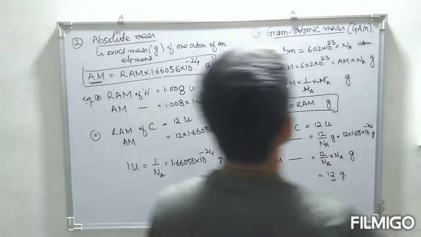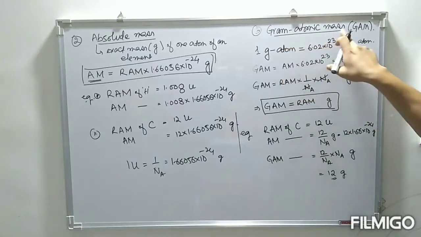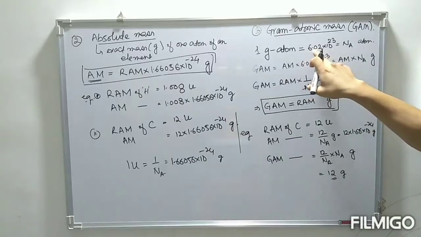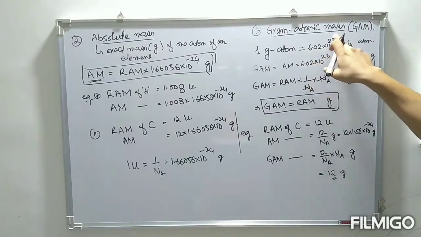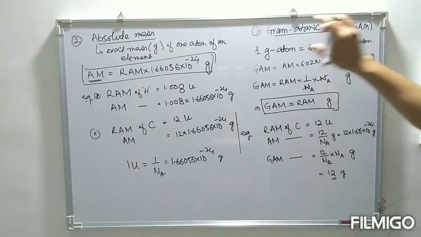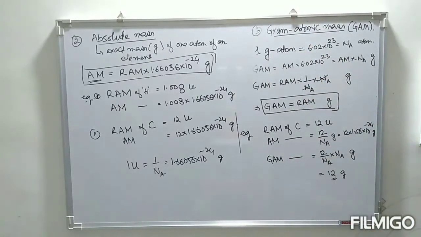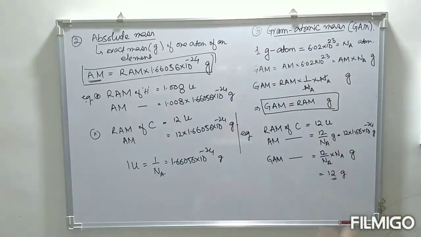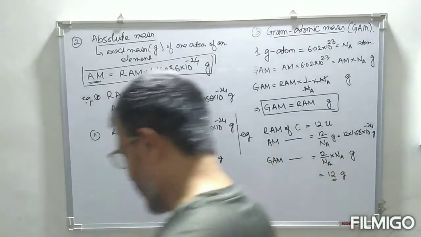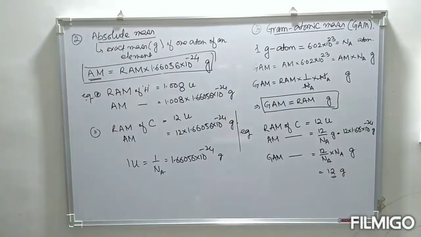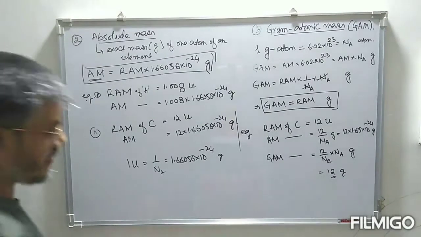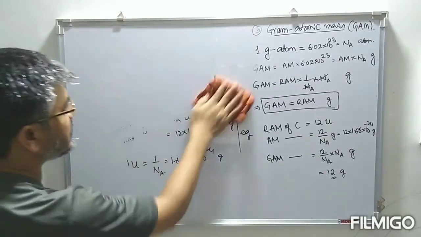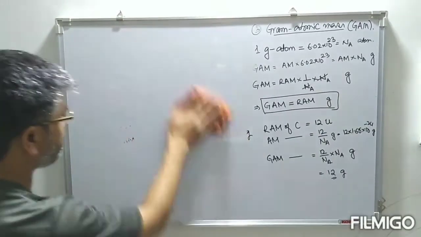So basically, look at this. Gram atomic mass is the mass of 1 gram atom, which is equal to 6.02 into 10 to the power 23, or Avogadro number of atoms, expressed in gram unit, that is gram atomic mass. Now this is gram atomic mass. Once we have this gram atomic mass, there is one more mass to be discussed, and that mass is average mass.